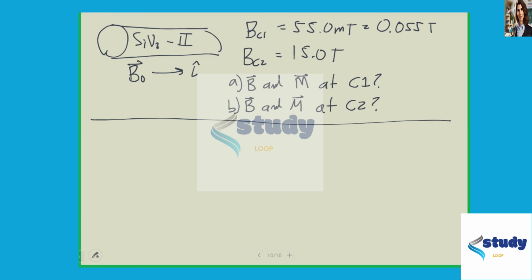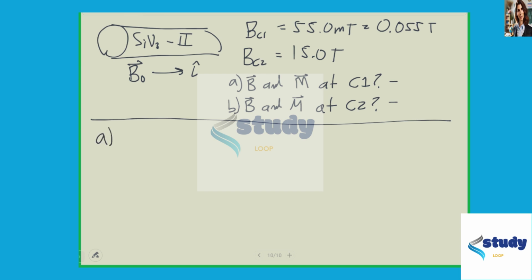So immediately, the first part is to realize that the question is actually asking for the magnetic field and magnetization at the critical magnetic fields. Okay, so the definition of the first critical magnetic field is that it's the field at which the magnetic flux just begins to enter the material. And the second critical magnetic field is the field at which the material becomes normal phase. So that's why we have C1 and C2 there.